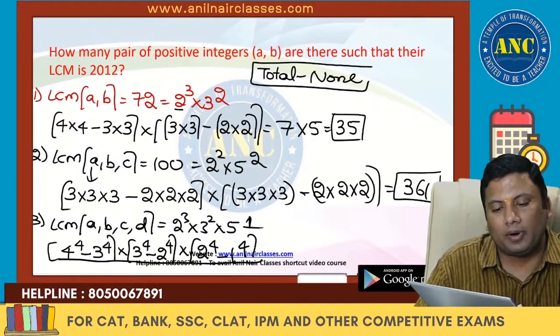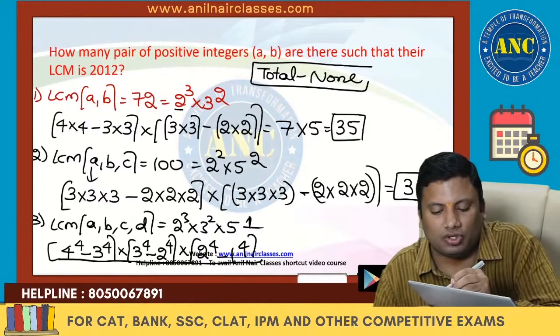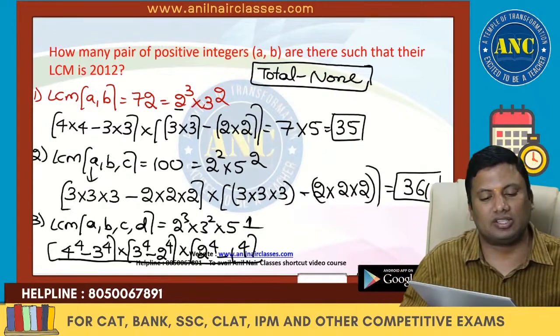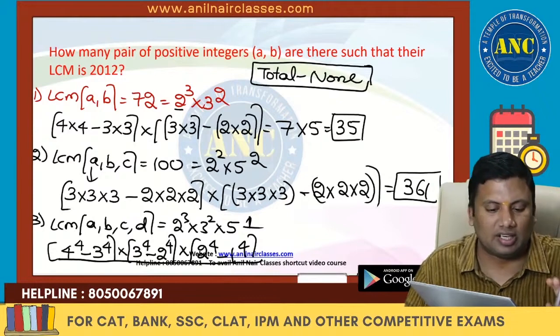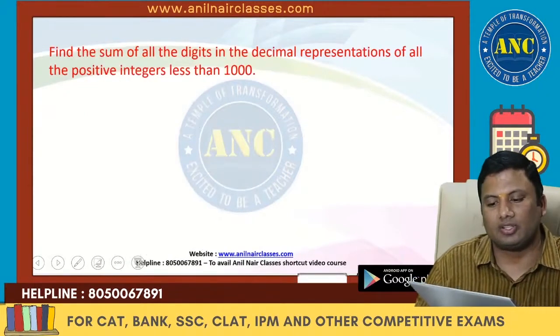A 2 minutes problem became a 30 seconds problem with this negation approach, which is total minus none. Now you can develop as many questions as possible and solve them.